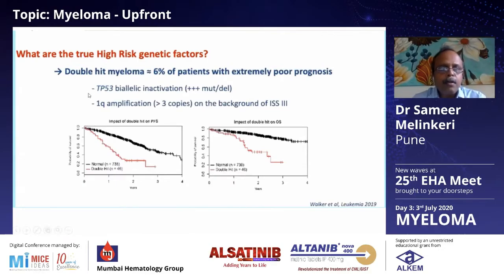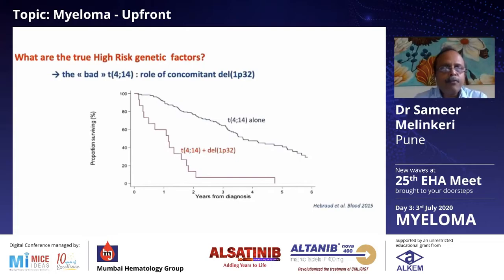Also, the other definition of double hit myeloma is a patient who has 1q amplification, that's more than 3 copies, on a background of ISS3. And as you can see, these patients have a particularly bad prognosis with a 2-year survival of just about 20%.